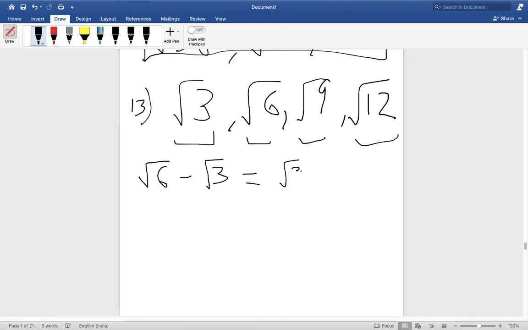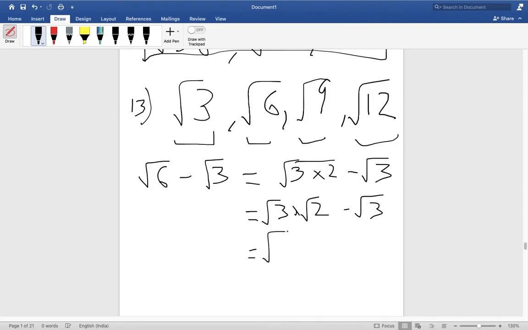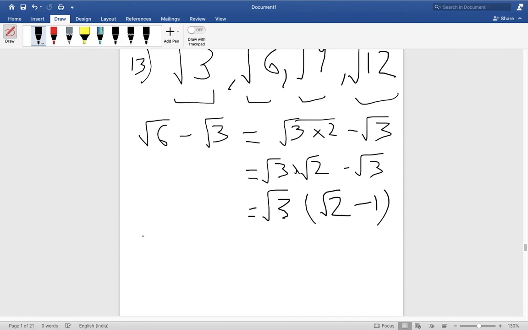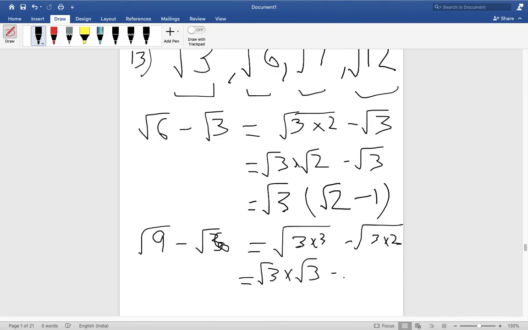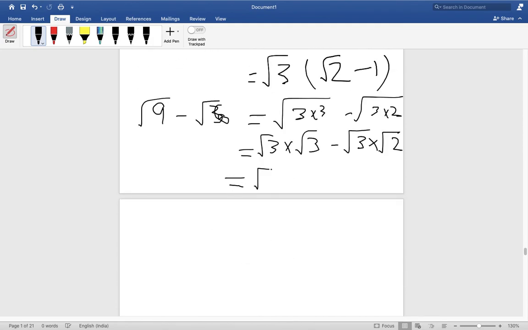If I take square root of 3 into square root of 2 minus square root of 3, if I take the square root of 3 common, I get what? Square root of 2 minus 1. Now let us look at the difference between the third term and the second term, which will be root 9 minus root 6. 9 is 3 into 3, 6 is 3 into 2, we will write it like this. Why am I doing this? Just to see whether the difference between the subsequent terms is same or not. Take square root of 3 common.